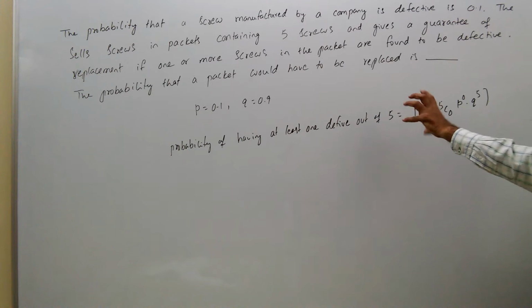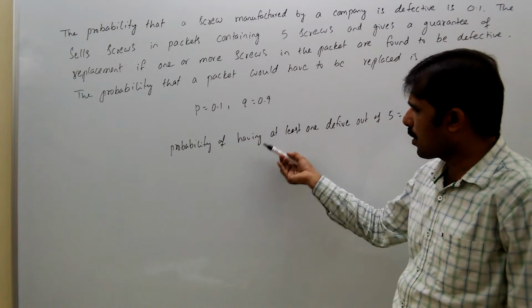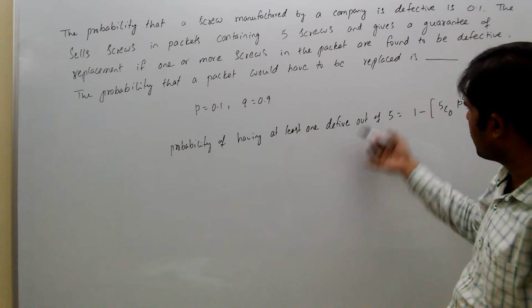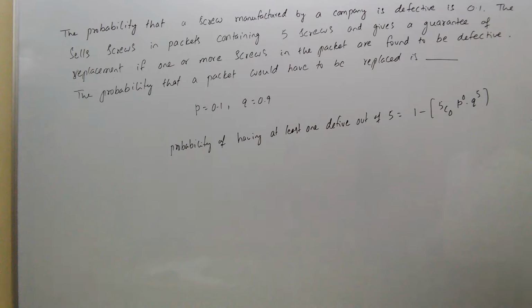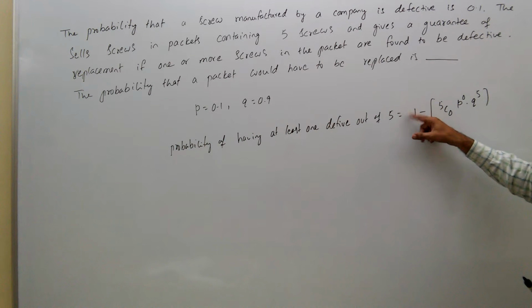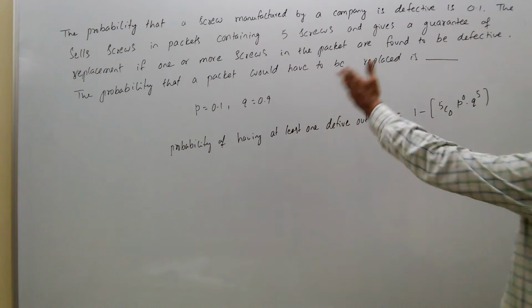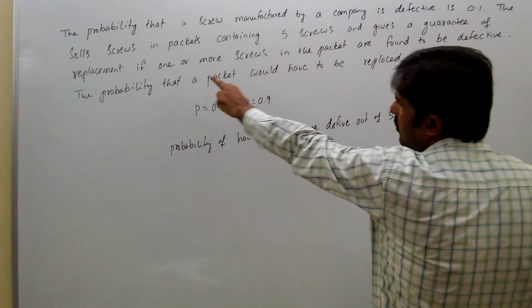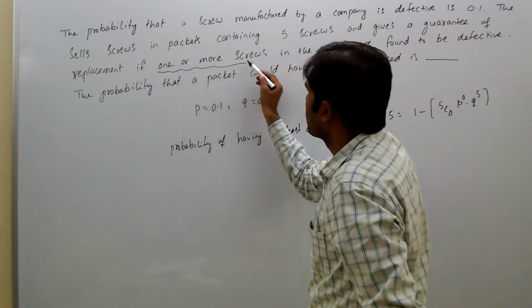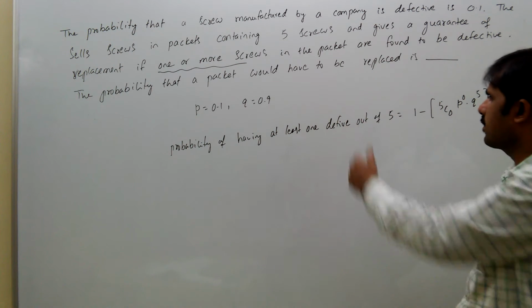Because total probability is 0 defective, 1 defective, 2 defective, 3, 4 and 5 defective, total together 1. Out of that, no defective at all, probability is this much. Out of 5 screws, 0 defective, probability is 5C0 P power 0 Q power 5. That means out of total probability of 1, if you deduct this no defective, we will get at least one defective. One or more means at least one defective.